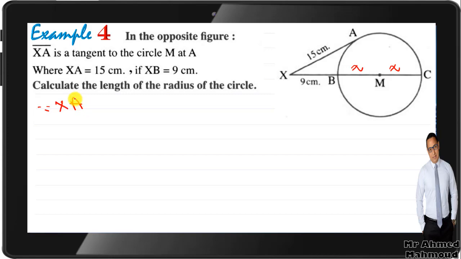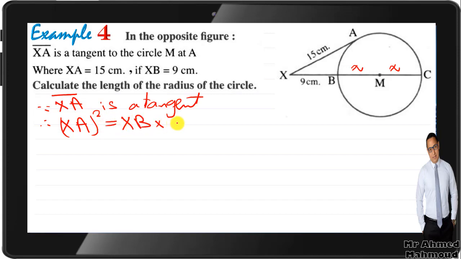Okay, since XA is a tangent, therefore XA to the power of 2 equals XB times XC. Excuse me, I'm going to call this Y because there is another X, so this is Y, and also this is Y.